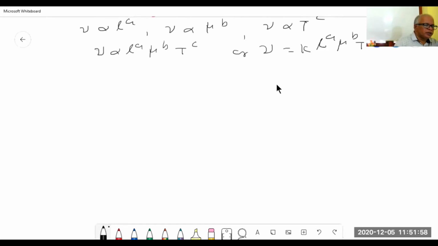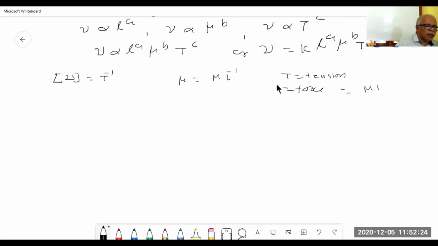Nu is frequency, T minus 1. L is length. Mu is mass per unit length, m L minus 1, as I already told you. T is tension, which is a force. You will learn later that tension is equal to force, m L T minus 2.